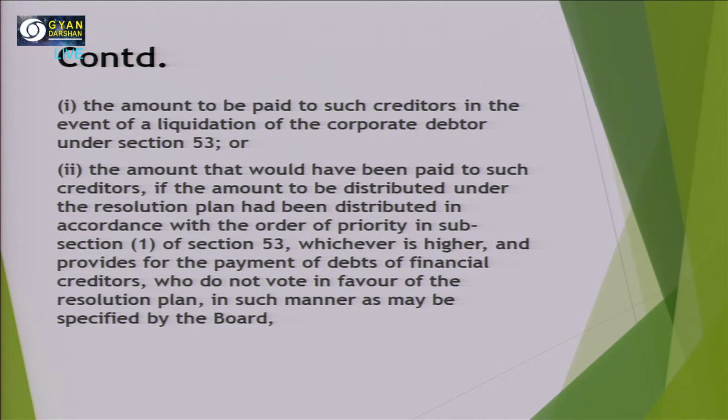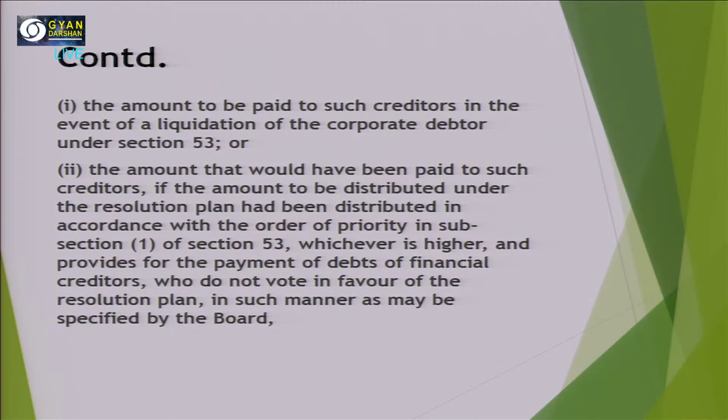What happens is that the operational creditors are not a party for voting. They cannot vote on the plan. Therefore, to safeguard and protect their interest, the law has provided by itself that they should be ensured at least the amount which would have been received by them in the stage of liquidation, which is the worst possible scenario under this Insolvency and Bankruptcy Code.